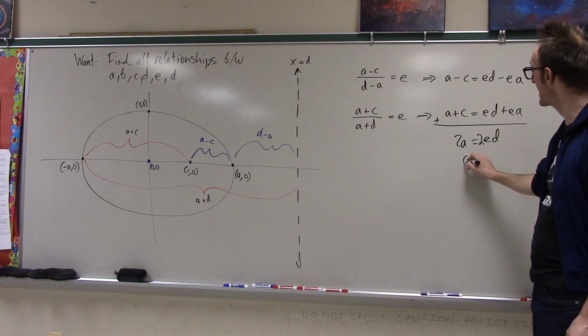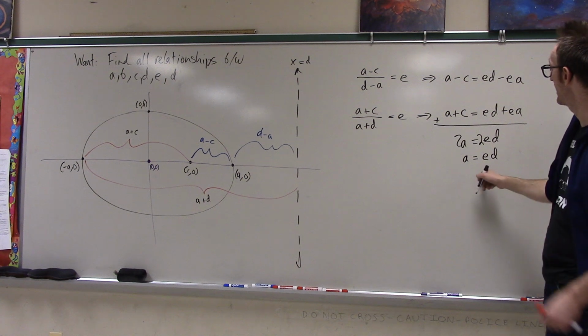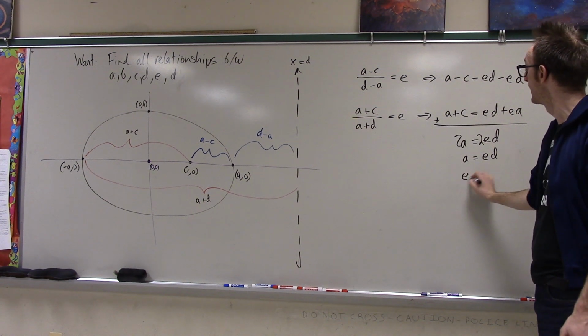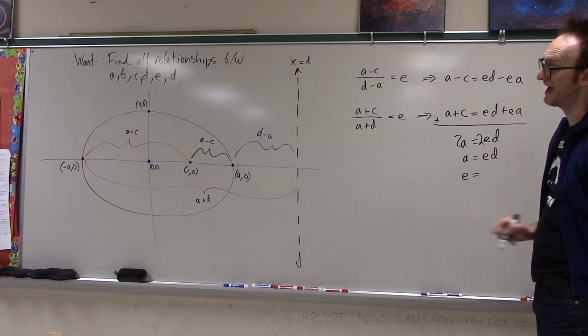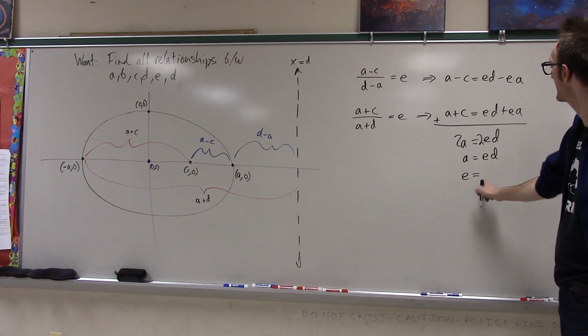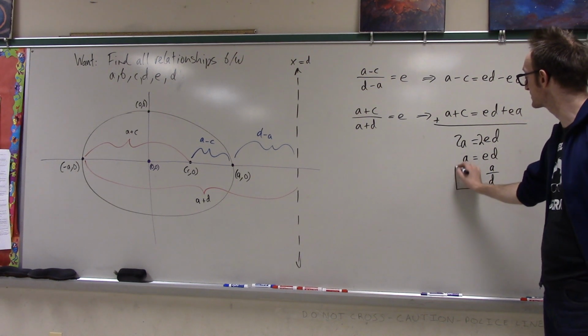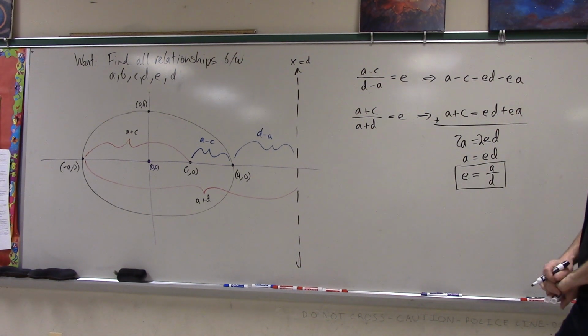This is very exciting because it means that A is ED, and this is not something I knew before, and something that's not obvious at all, which is that the eccentricity of an ellipse, this mysterious ratio which defines the ellipse, is A over D. It's the distance from the center to a vertex over the distance from the center to a directrix.